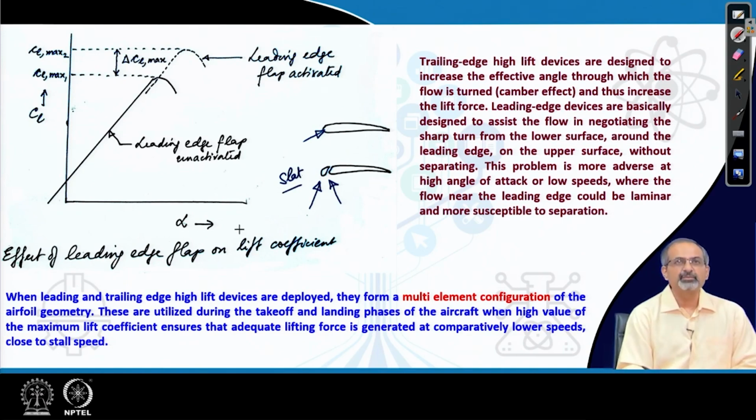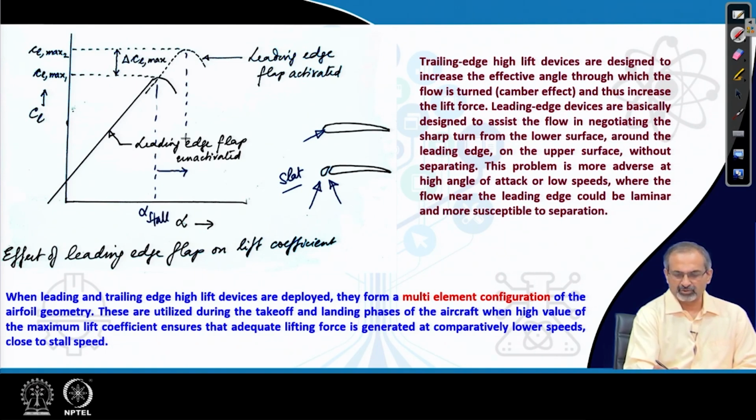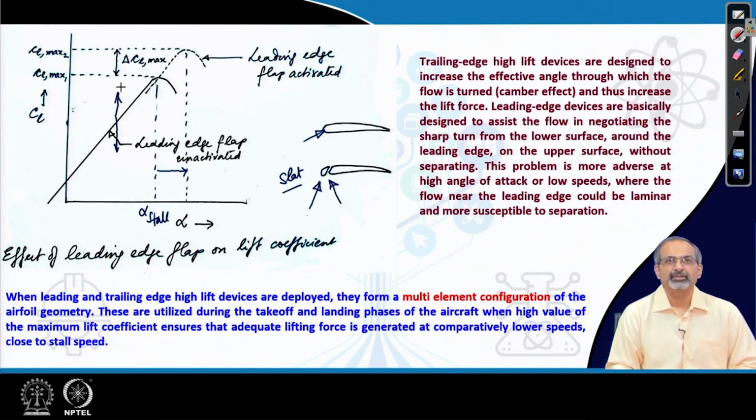So, what is the influence basically on the CL alpha curve? We see that, broadly speaking, the alpha stall increases, and there is also an improvement in the CL max as a consequence of deployment of the leading edge flap. But there is no major shift of the CL alpha curve either upwards or downwards, like what we saw in the case of the trailing edge flap.